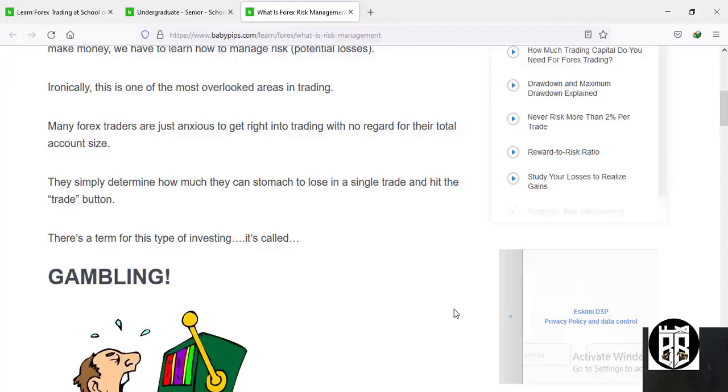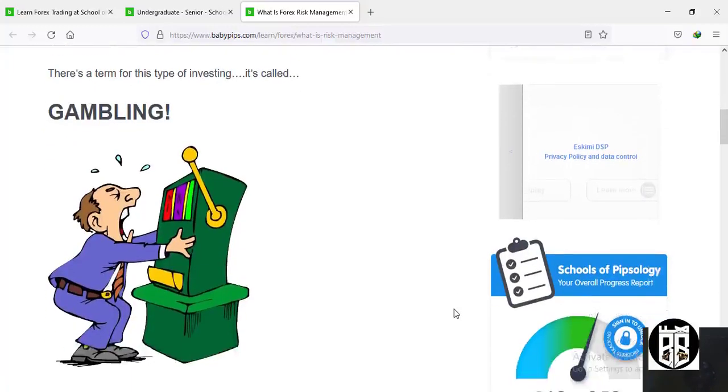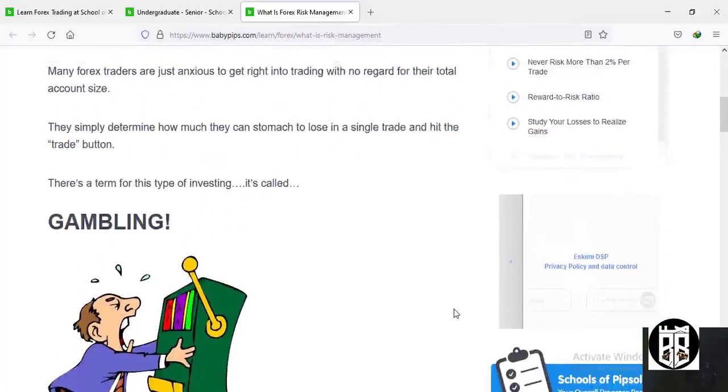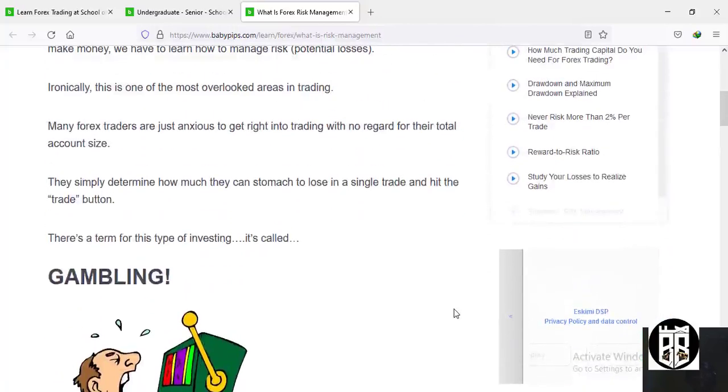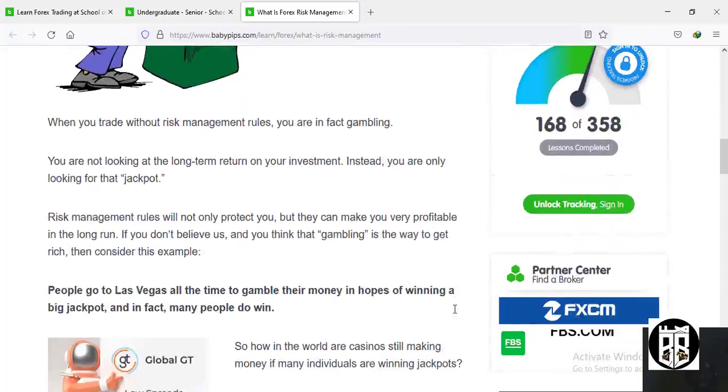And this is one of the reasons why many traders lose money. When you don't learn how to manage your risk, and you just say, well, I can shoulder this loss, it's called gambling. This is the type of investment that's called gambling. Don't just put your money into the forex market. Learn how to manage your money.